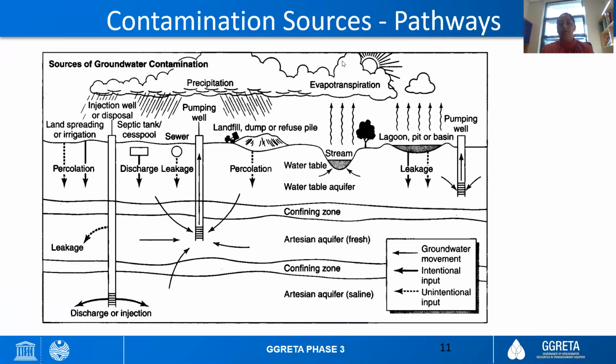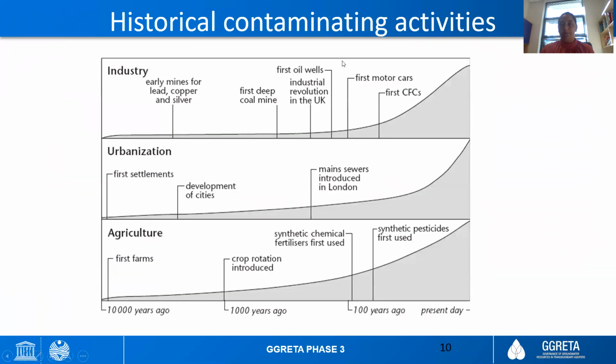So when we look at contamination, it's good to have some kind of understanding of history and up to present day inputs. If you look at development, things like industry, urbanization, and agriculture, these have changed dramatically over, say, the last 10,000 years. And these influence the type of contamination or the type of parameters that we have to be looking for in our groundwater streams.